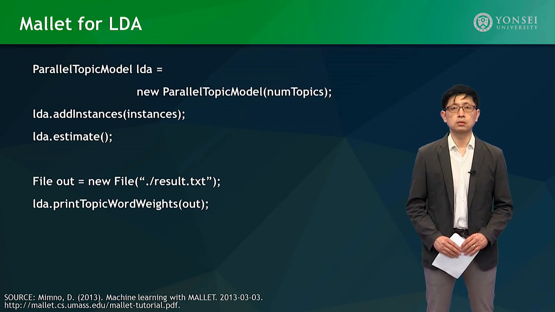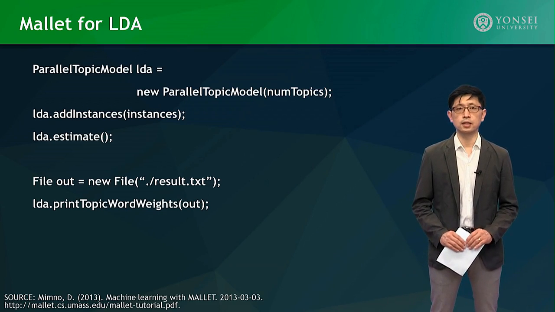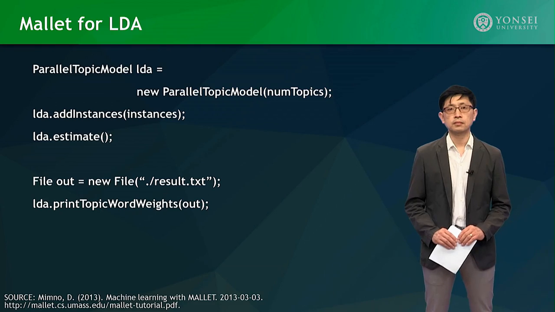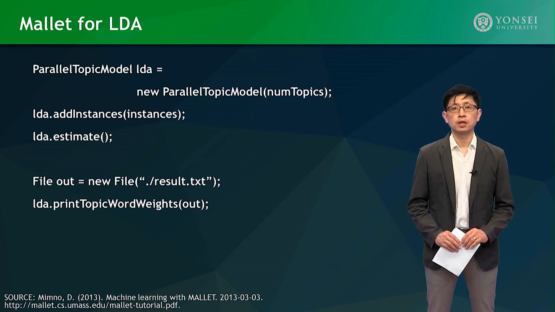The parallel topic model class is the implementation of LDA in multi-threaded mode in Mallet. It takes an argument of the number of topics. You need to set the number of topics for your dataset before you execute LDA. Once you instantiate LDA, you pass the instance list object you created, as I explained in the previous slide. The estimate function runs LDA, attempting to estimate the topic model given the data and settings you've already set up.